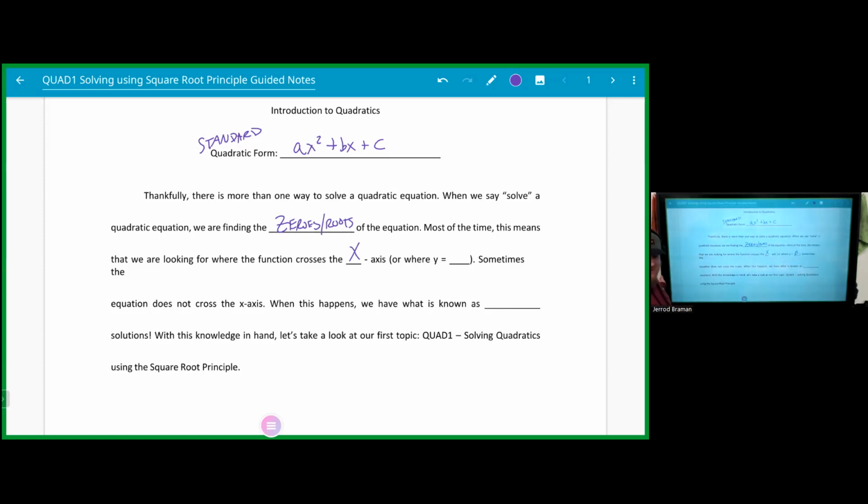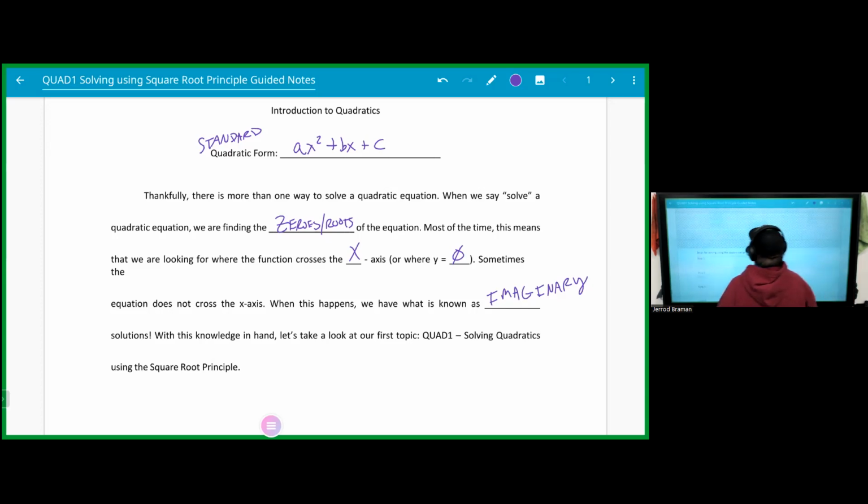Sometimes that equation just doesn't cross the x-axis. And if that happens, what we have is known as imaginary solutions. So with this knowledge that we have, we're going to take a look at our first main topic. And our first topic is one of the solving topics, solving quadratics using the square root principle.